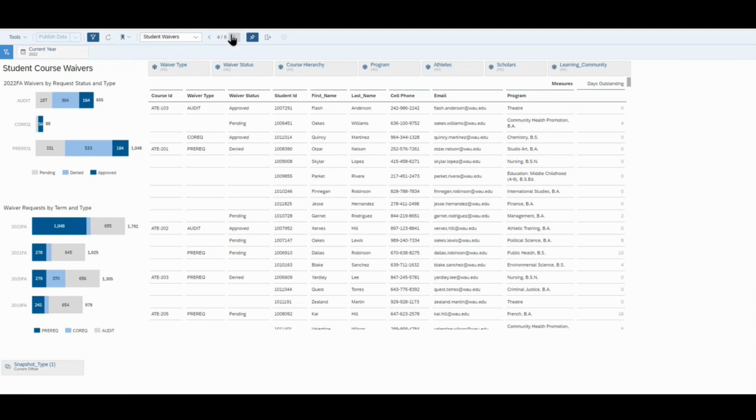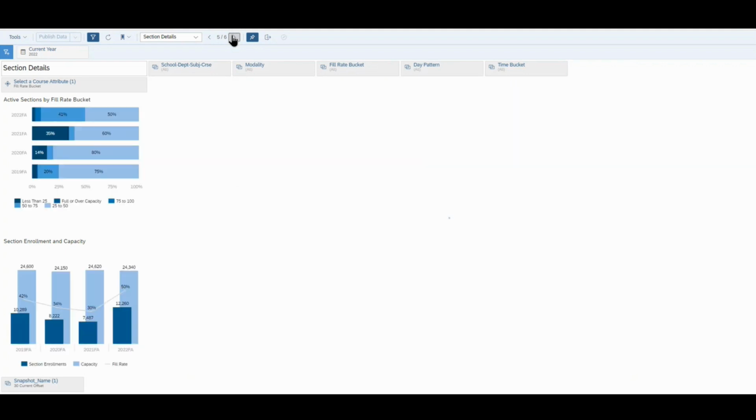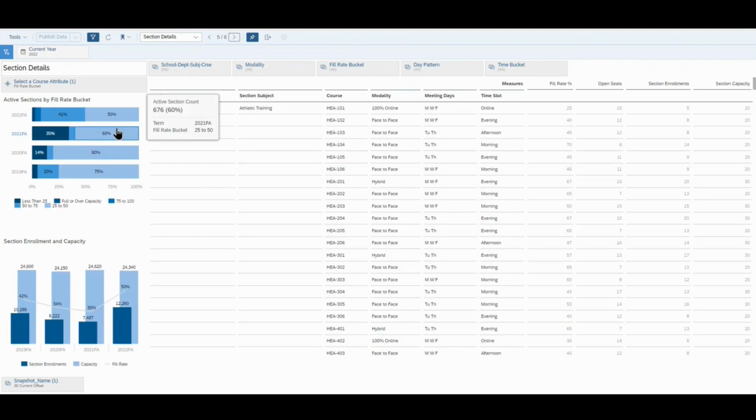Staff may also focus on section level data and metrics related to scheduling and demand. We configure fill rate bands to easily identify high and low demand sections and provide filters by different section attributes to focus analysis by subject area or by other scheduling dimensions.